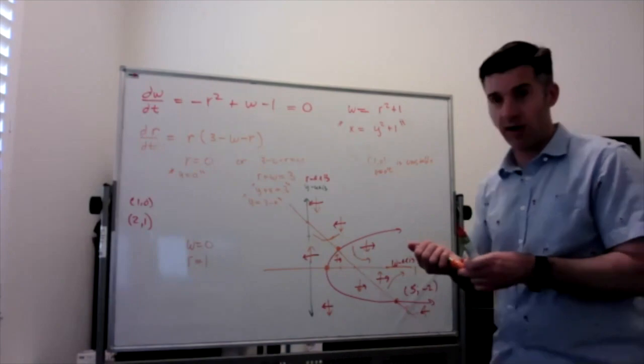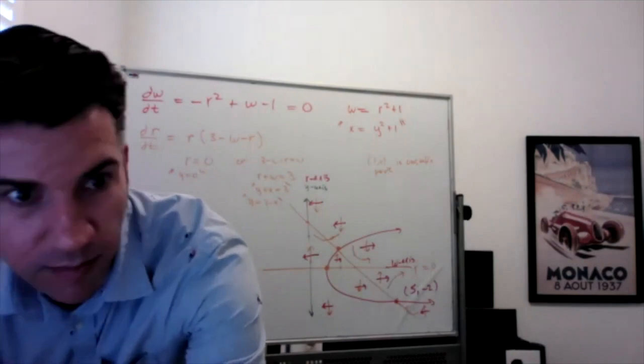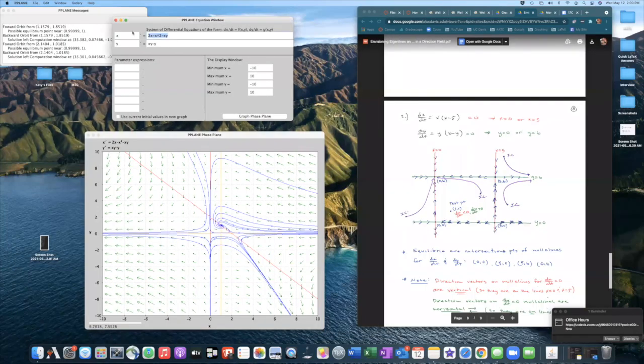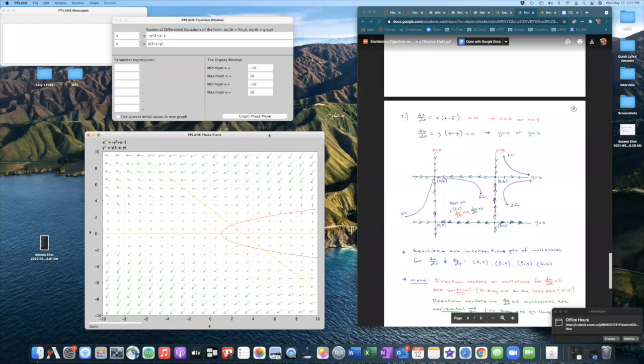Let's look at p-plane. I know we're out of time. Let's look real quick, and then I gotta go. Let's go ahead and look at p-plane just to kind of see. So again, I think p-plane is a very useful tool. Let's take a look at this one. So I've got, let's see, dx/dt is negative y squared plus x minus 1. And dy/dt is y times 3 minus x minus y. Graph this thing here.